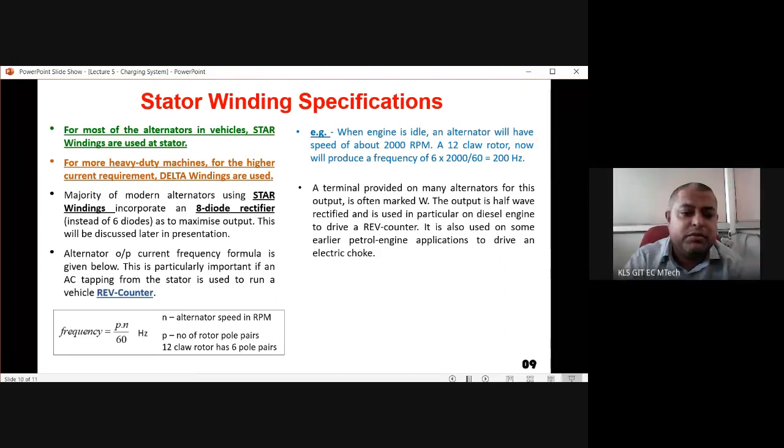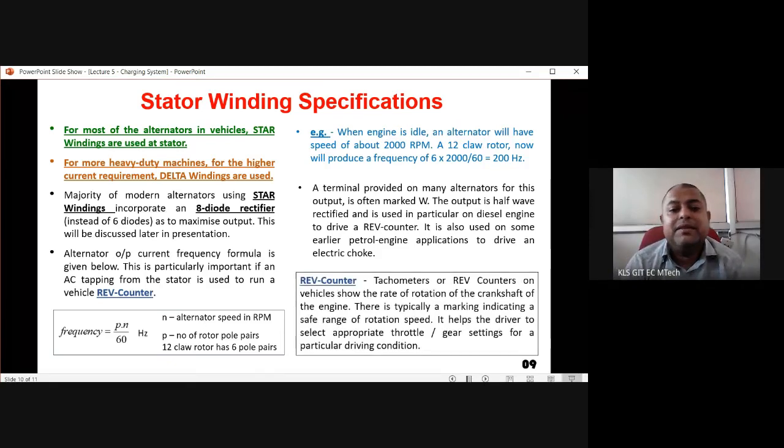For the rev counter output, this output is half wave rectified and is used in particular on diesel engines to drive the rev counter. So the revolution counter for any alternator is an important thing. It is also used on some earlier petrol engine applications to drive an electrical choke. So this is all about the rev counter.